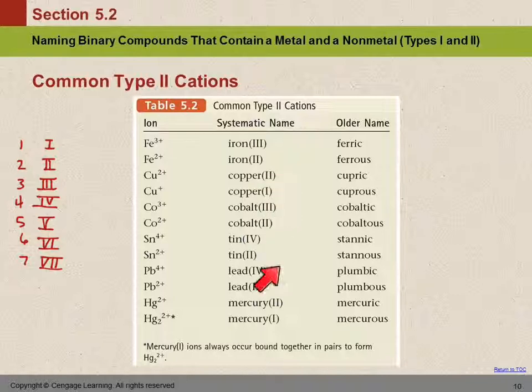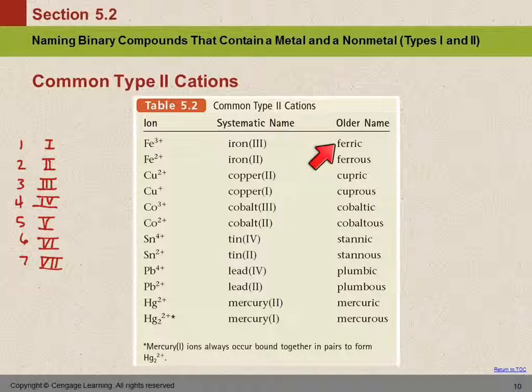So when we look at these guys here, tin can form a +4 and a +2. So tin 4 and tin 2. When we read these, when we pronounce them, we use the English name for that number. So that would be tin 4 and tin 2. And here's lead 4 and lead 2. So these are the systematic names, and these are the names that we're going to use in this class.